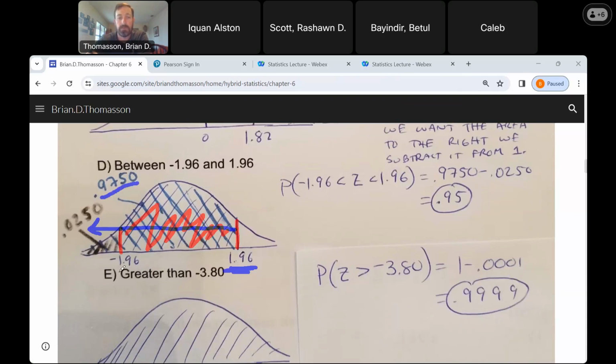So if we look up negative 1.96, that's going to give us from there to the left, okay, which is the 0.250. So if we want to get that red area, we need to take the blue area minus the green area, and we'll be left with the red area. Does that make sense of what I'm saying? How that works? Questions?